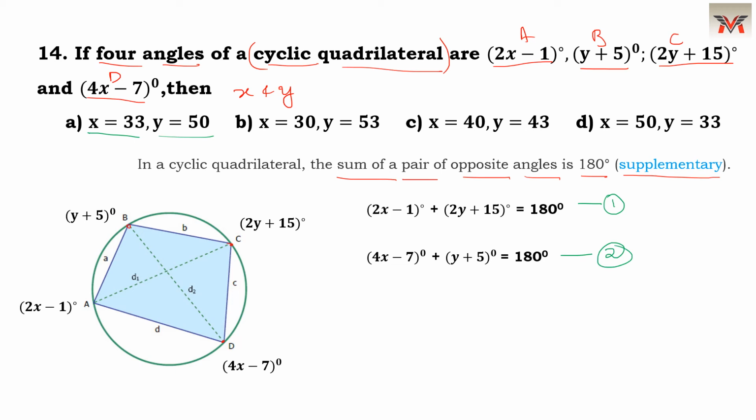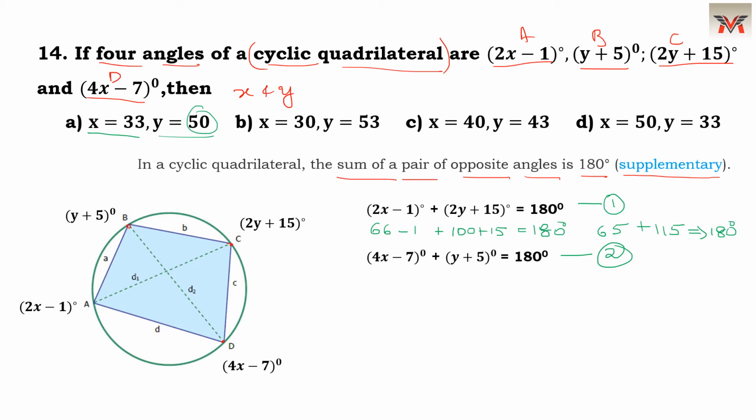2. If you substitute x is equal to 33, I'll get here 2 into 33, that is 66, minus 1, plus 2 into 50. The y value is 50 over here. 2 into 50 is 100, plus 15. So this is equal to 180 degrees, if you observe. That is, 66 minus 1 gives you 65, plus 115. This gives you 180 degrees. Correct? Now, since the values of x and y satisfy the first equation, let us go with the second equation.